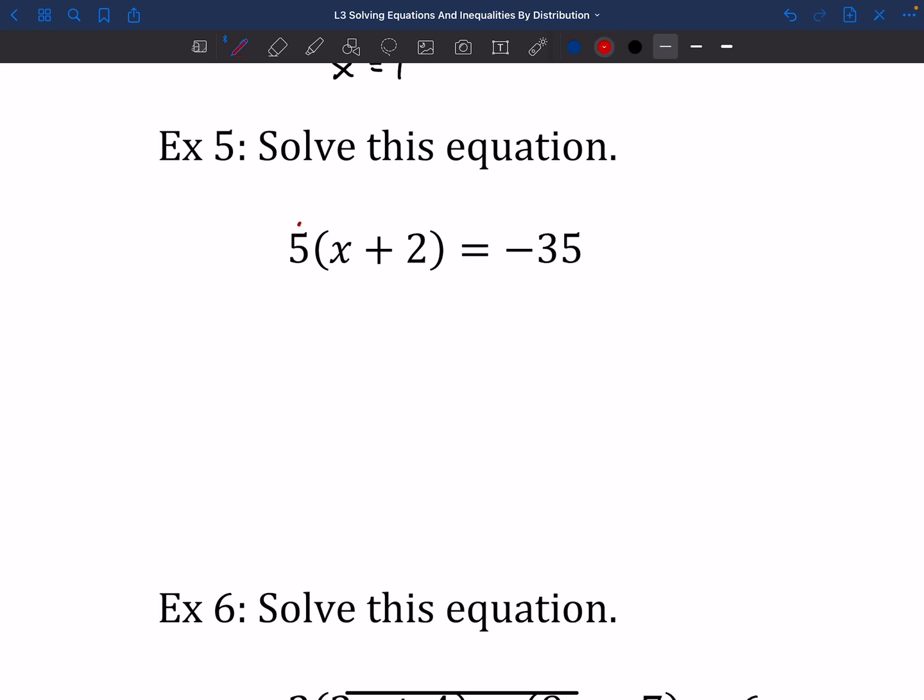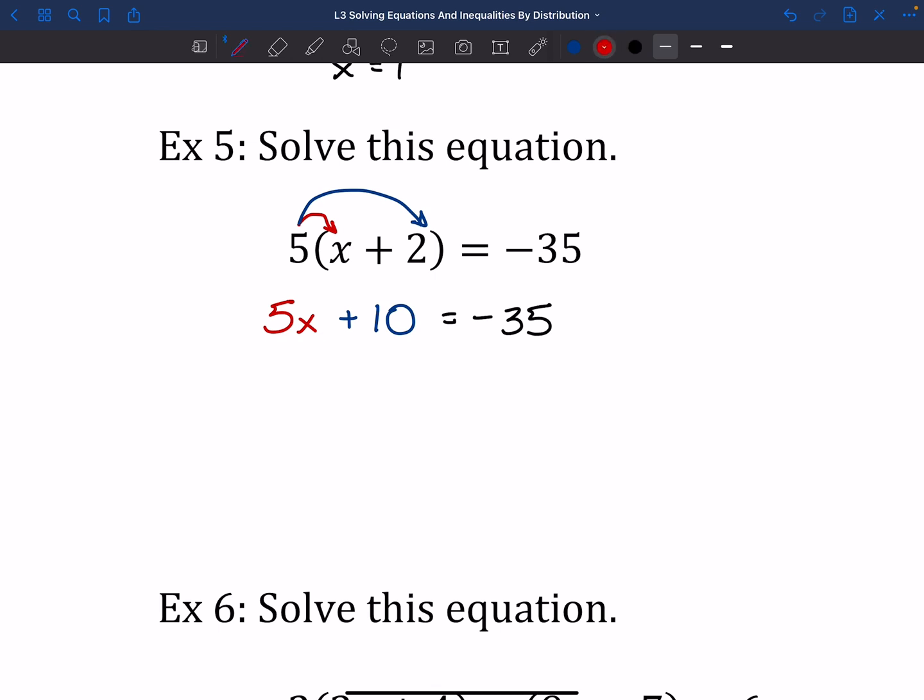So what we're going to do is we're going to distribute that 5 into these parentheses. So that first part, 5 times x, is just 5x. 5 times 2 is going to give us 10. And then we bring along that minus 35 on the other side.